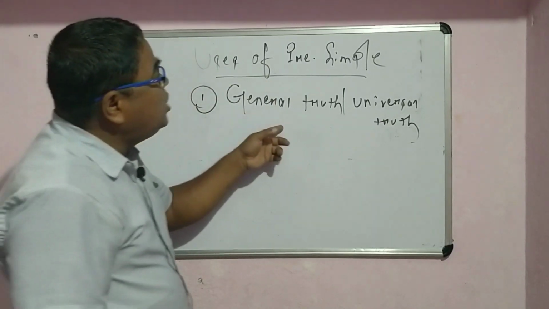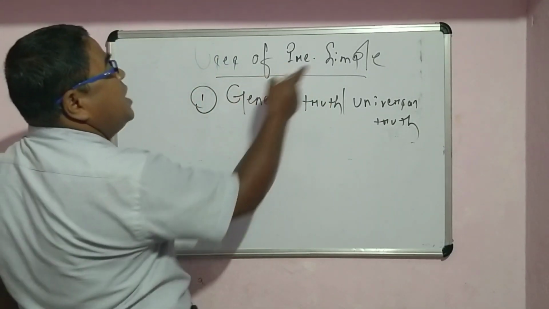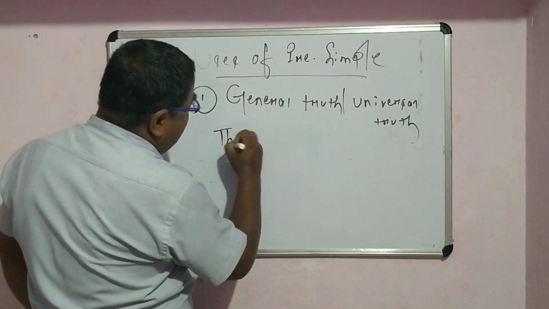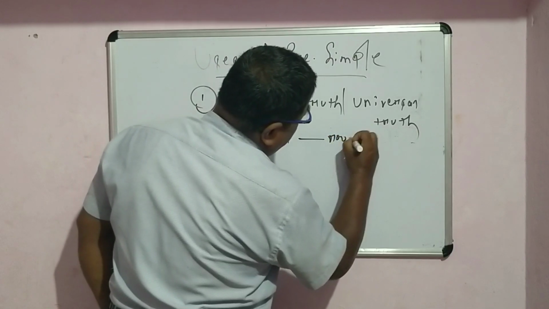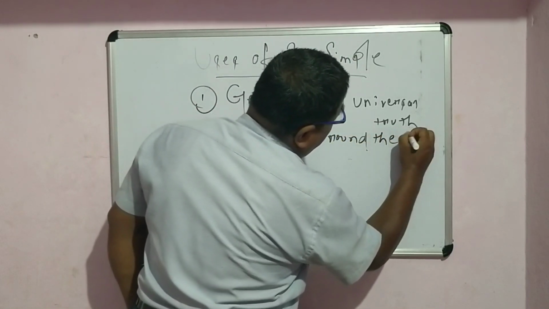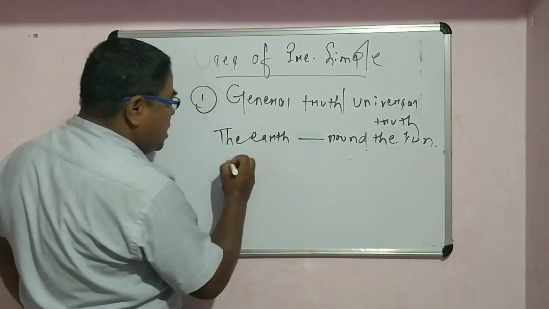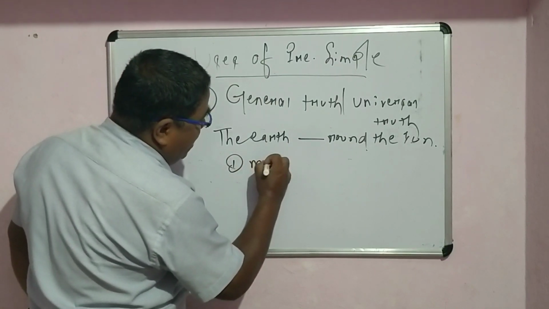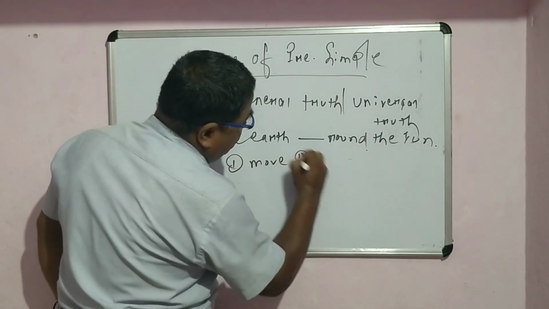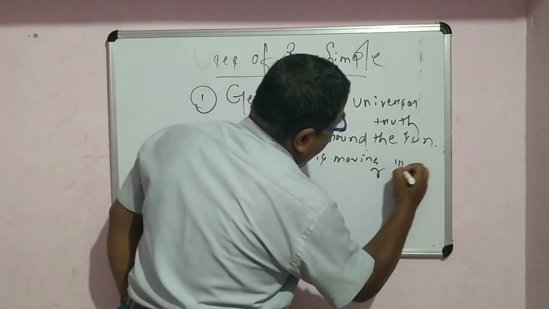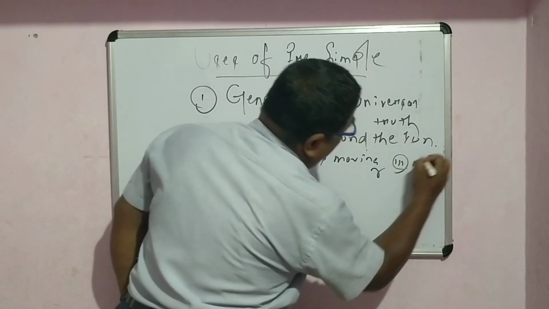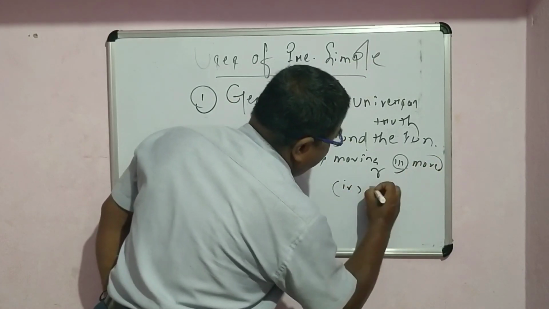So on the general truth or universal truth, how can you make present simple? Suppose I say, the earth dash around the sun. In most competitive exams, you see there are four options. Number one, move. Number two, moving. Number three, moved. And number four, moves. So what should be the answer?